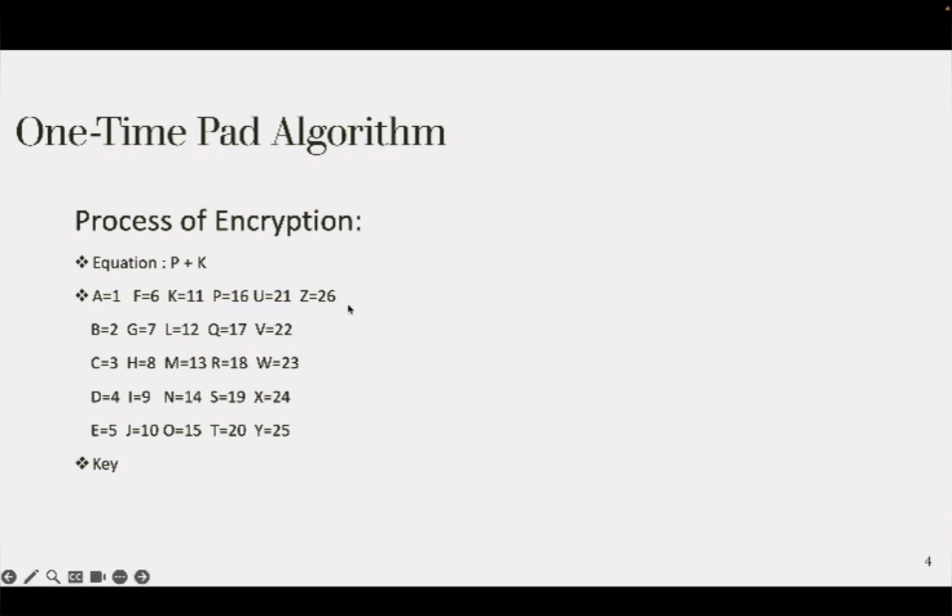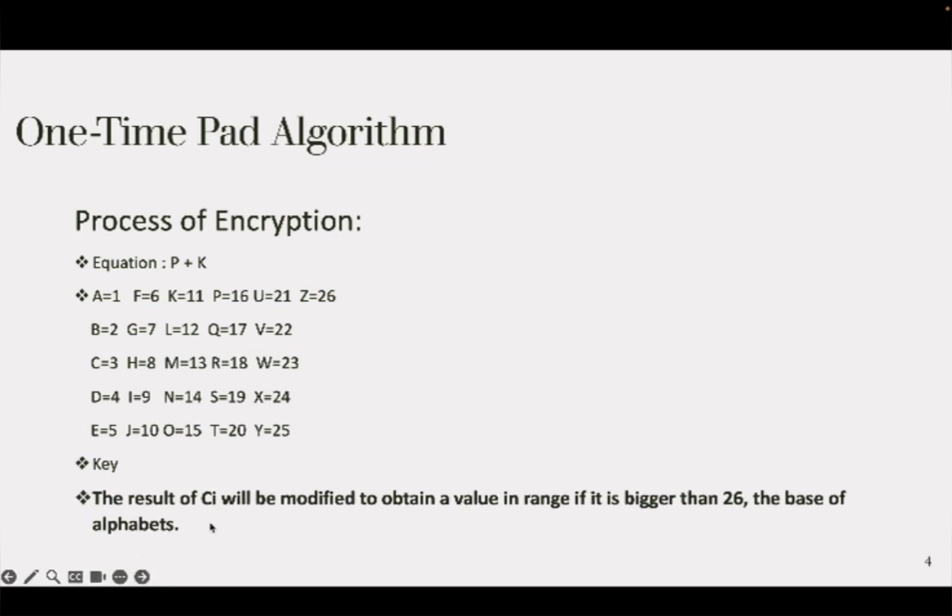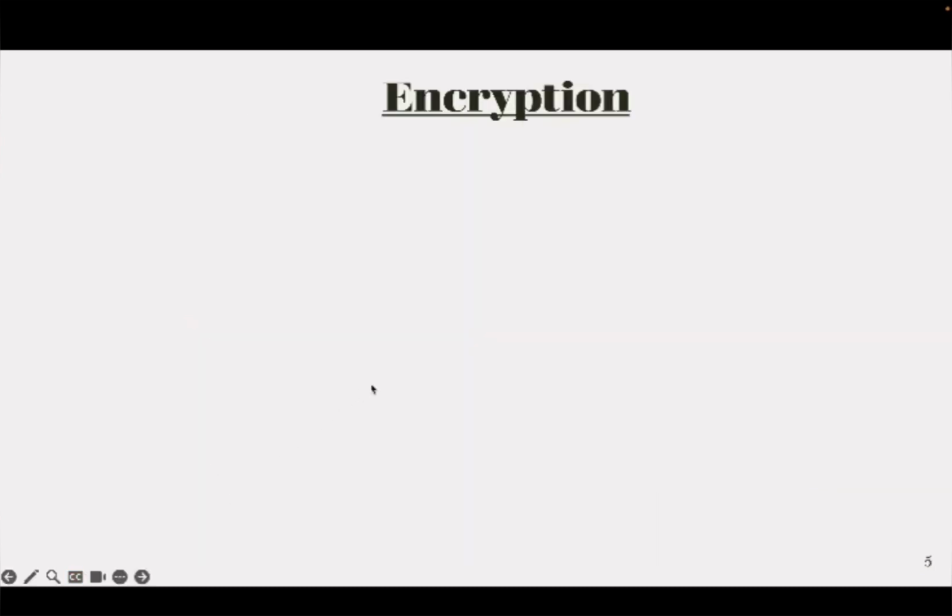Then we need a sequence number of A to Z, which helps in our math. Then thirdly, we need a key. The result of Ci will be modified to obtain a value in range if it is bigger than 26, the base of the alphabet. Now we can see an example of encryption.